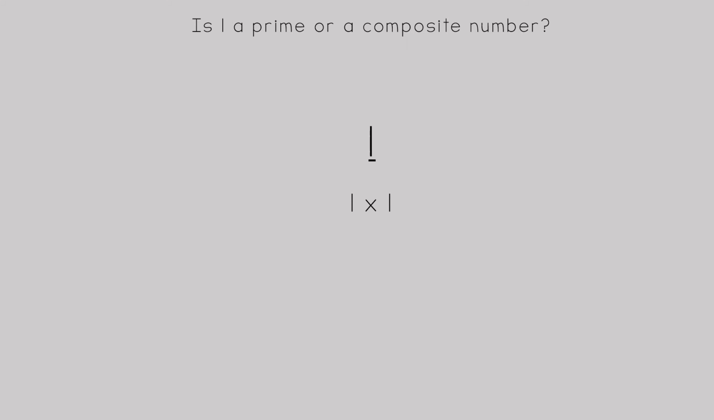Is 1 a prime number or a composite number? Well, by definition, a factor pair is two numbers that, when multiplied together, reach a target number. When the number 1 is factored, the only two numbers that multiply together to equal 1 are 1 times 1. A prime number is a number that has two factors, 1 and itself. Since the factors for the number 1 are the same number, 1 times 1, the number 1 is neither prime nor composite.